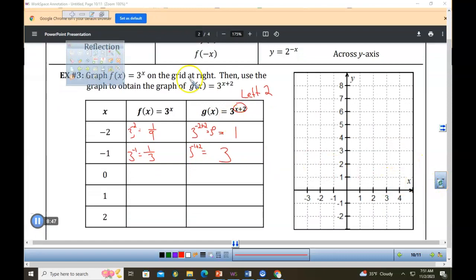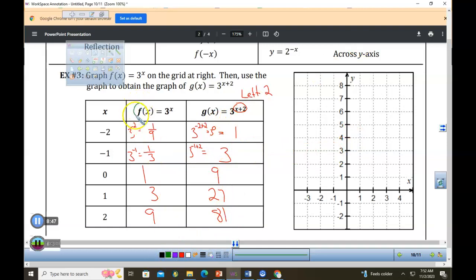You guys believe me? You see what we're doing? 3 to the 0 is 1. 3 to the first is 3. 3 squared is 9. Okay? So over here, 3 to the second is 9. 3 to the third is 27. And 3 to the fourth is 81. Uh-oh, it looks like we did it.